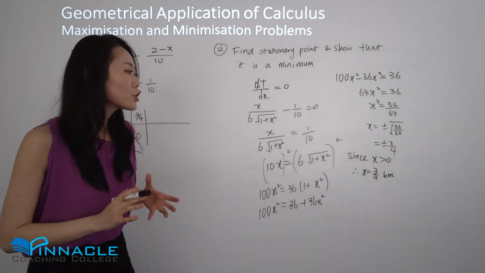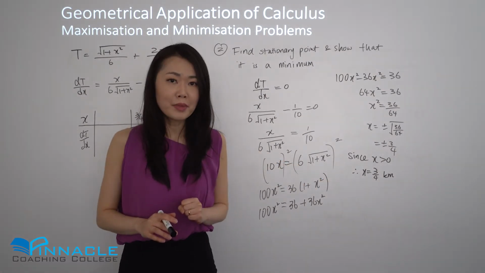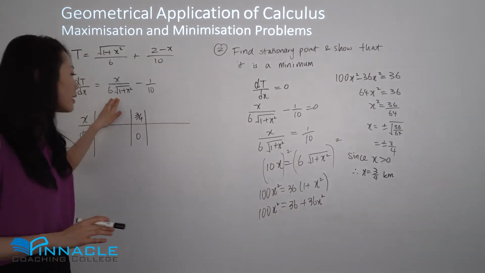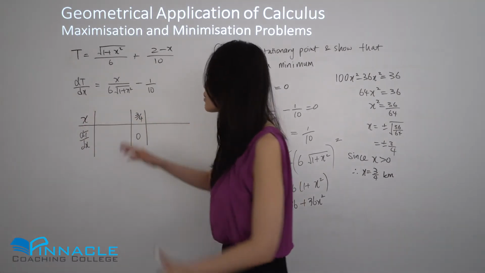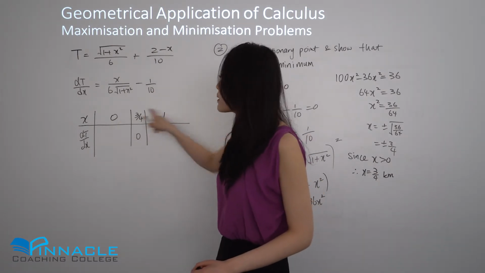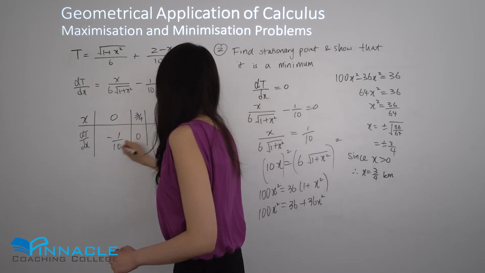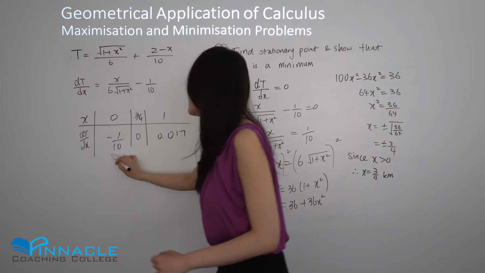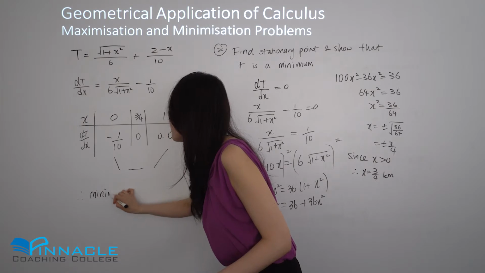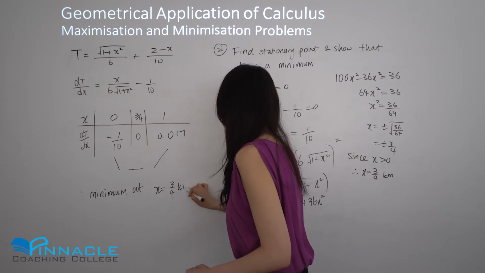Okay, so now we need to show that x equals 3/4 is in fact going to be a minimum. So how we're going to do that is, instead of differentiating again, which is very complicated, just look at the first derivative table. So we're testing around 3/4. You might want to test 0 and 1. Sub these into the derivative itself, you get negative 1/10 and 0.017. So negative, stationary, positive. Therefore, it's going to be a minimum at x equals 3/4 kilometer.